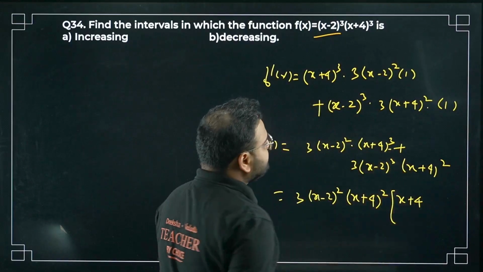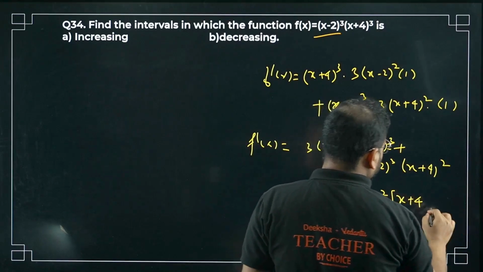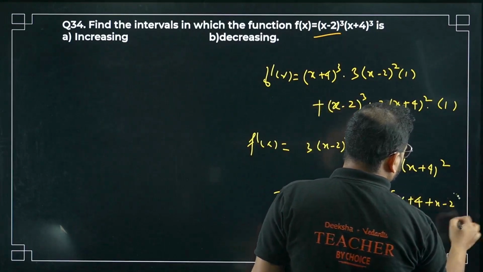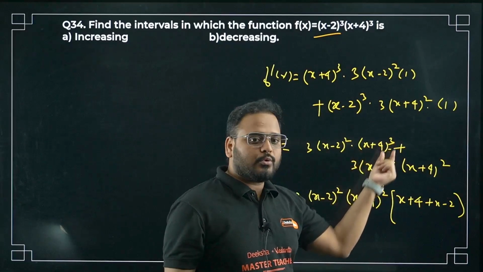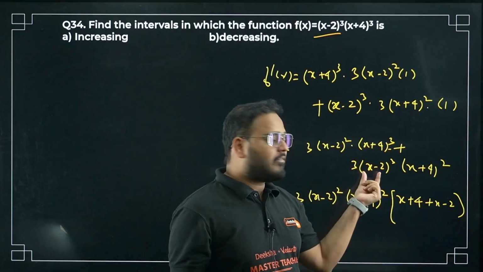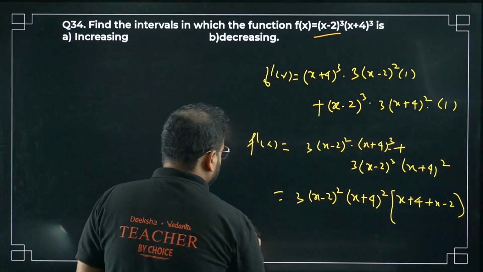Numerator has x plus 4 left. Sorry, there's no denominator over here, right? Over here you have x plus 4 the whole cube, so that part is left. And over here what you have? x minus 2 the whole cube, so that part is left. Simplify this. Derivative is coming like this.